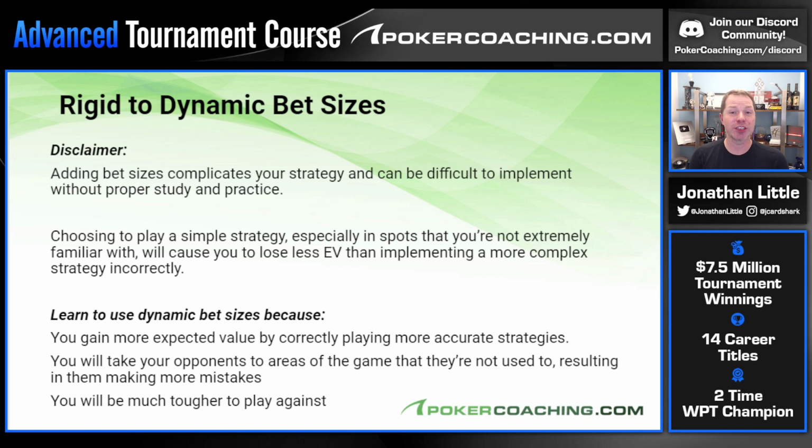That said, you should learn to use dynamic bet sizes because you're going to gain more expected value by correctly playing your ranges more accurately, closer to GTO, right? You'll also take your opponents to areas of the game tree where they will not necessarily know how to play, which will result in them making mistakes and make you much more difficult to play against.